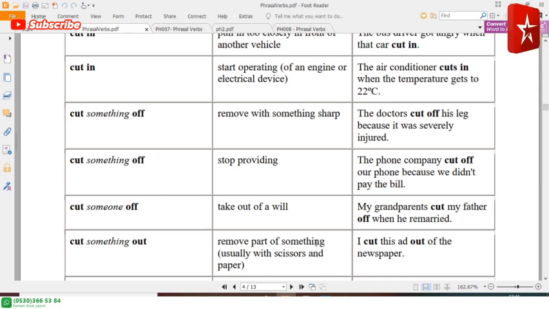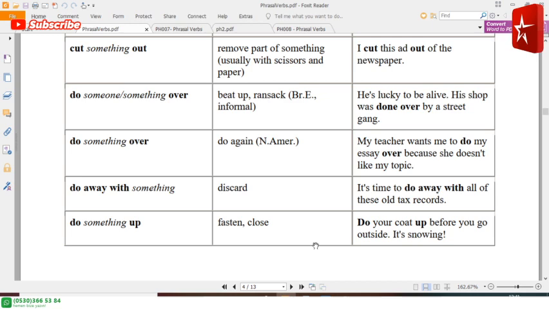I cut this ad out of the newspaper. Cutting out. It means removing. And next, phrasal verbs related to do. Do over, like do someone over or do something over.